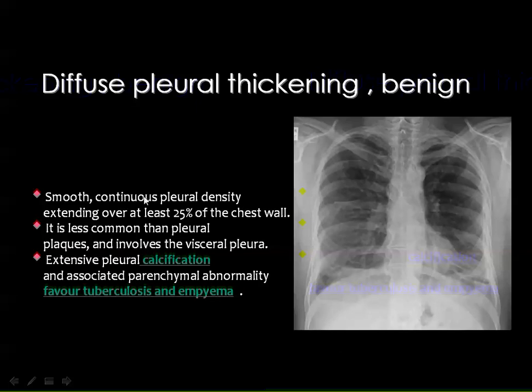Smooth and continuous pleural thickening extending over at least 25% of the chest wall, like you can see here, is less common than pleural plaques and usually involves the visceral pleura. Pleural calcification and associated parenchymal pulmonary disease: as I have said before, in our country TB is common, and we usually look at the calcification of the pleura, calcification in the lung, and calcification on the surface of empyema to point to the possibility of TB.